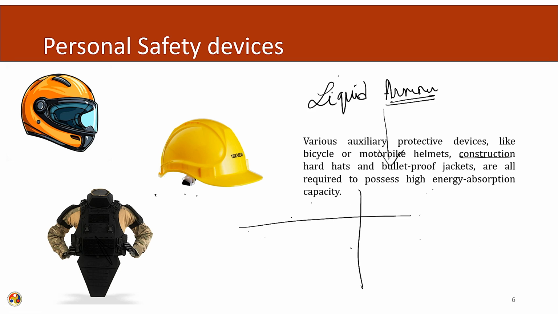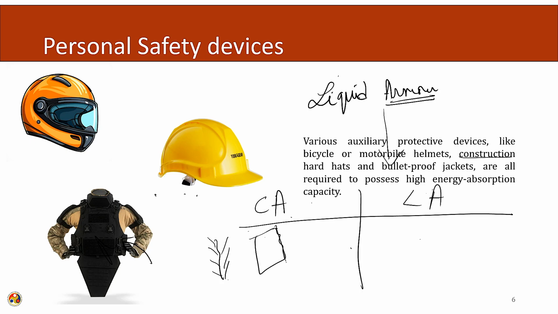What is the difference between the liquid armor and the conventional armor? In the conventional armor, it is very tough to mold this into a body shape, and there will be some stitches whenever we are connecting the hard plates. So, the stitching portion proves to be the Achilles heel of this armor.